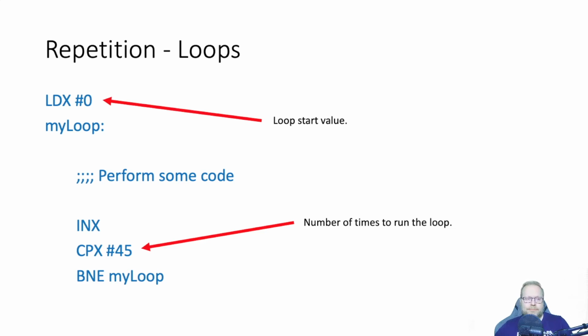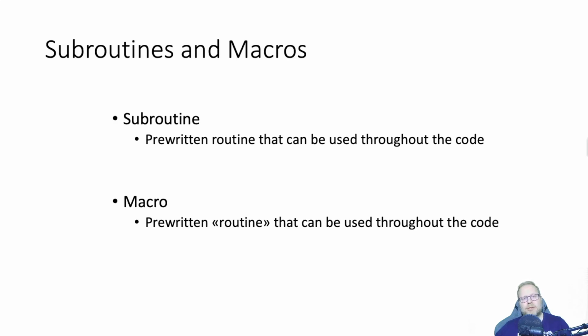So loops. But today we're going to look at something new. We're going to look at subroutines and macros. A subroutine is a pre-written routine that can be used throughout the code. A macro is a "pre-written routine" that can be used throughout the code.